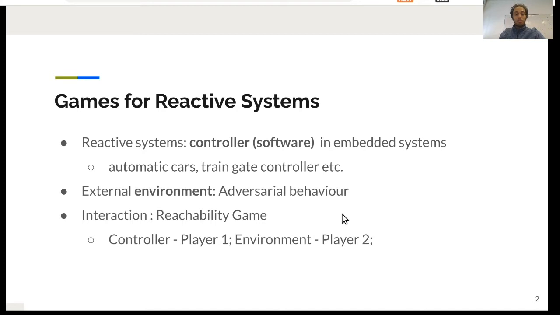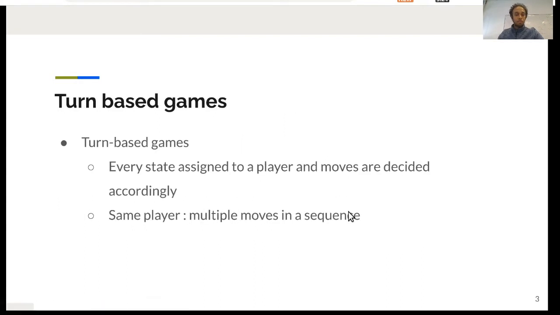In this talk, we're going to interchangeably use the words controller and player one, environment and player two, respectively. These interactions in general are captured by popular games called turn-based games, where every state is assigned to a player and the moves are decided accordingly. Note that in these kinds of games, the same player can have multiple moves in a sequence.